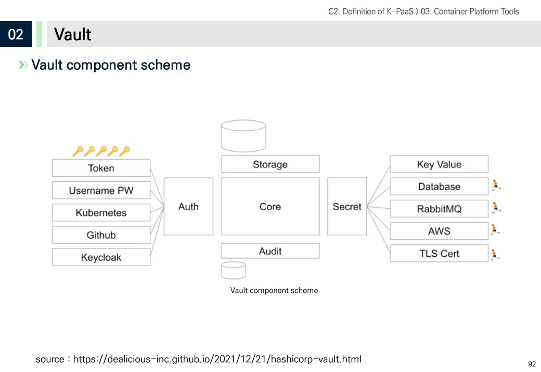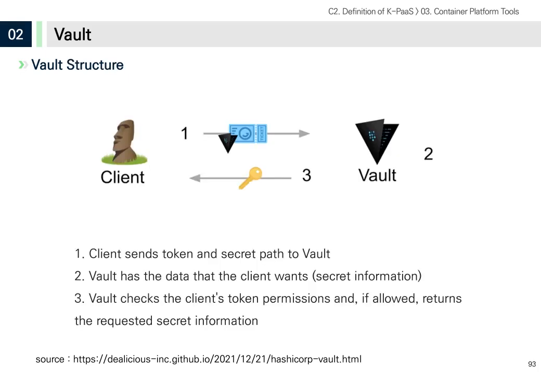And finally, audit. This is where we log all the requests and responses coming in and out of the system to keep a record of what's going on under the hood. To simplify the structure of a vault, the client sends a token and a secret path to the vault. The vault has the data the client wants, the secret information. Vault checks the client's token permissions and, if allowed, returns the requested secret information. You can think of this as 3 main steps.